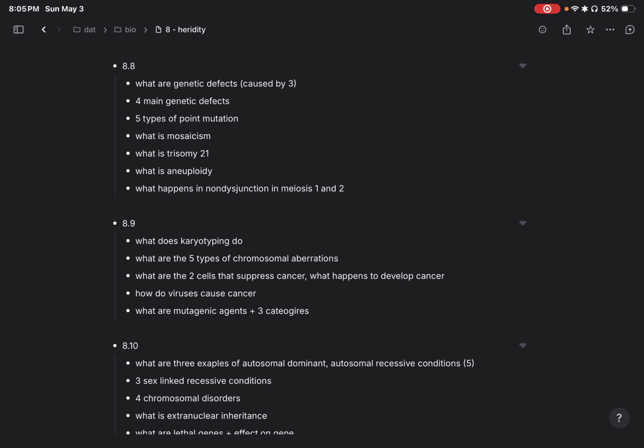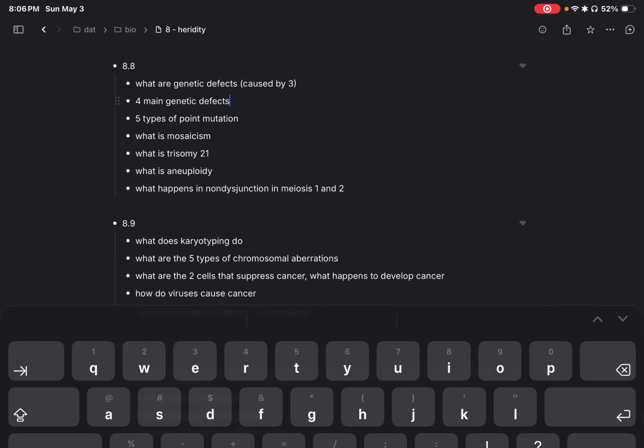Okay, so the four main genetic defects. First one is point mutation. Second is non-disjunction. Third is chromosomal aberration. And I don't remember the last one. Chromosome breakage. Okay, that was rough. That was very rough indeed.